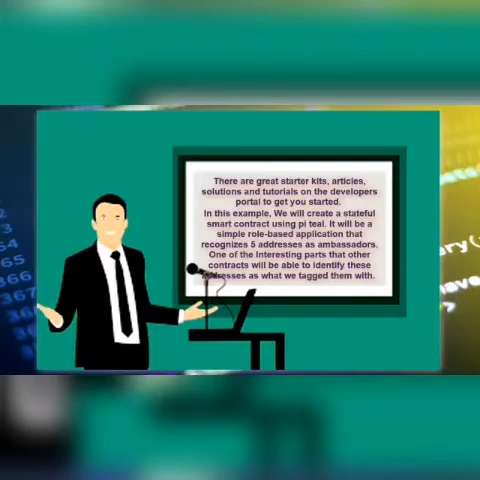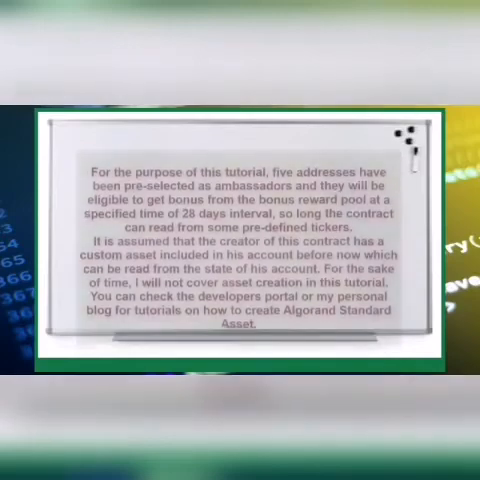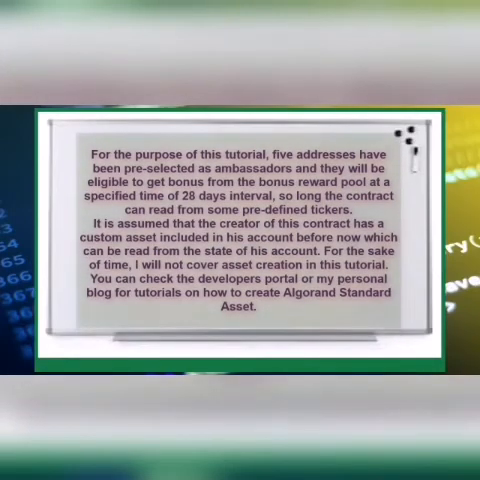In this example, we will create a stateful smart contract using PyTeal. It will be a simple role-based application that recognizes 5 addresses as ambassadors. One of the interesting parts is that other contracts will be able to identify these addresses as what we tag them with. For the purpose of this tutorial, 5 addresses have been pre-selected as ambassadors and they will be eligible to get a bonus from the bonus reward pool at a specified interval of 28 days, so long as the contract can read from some predefined tickers.